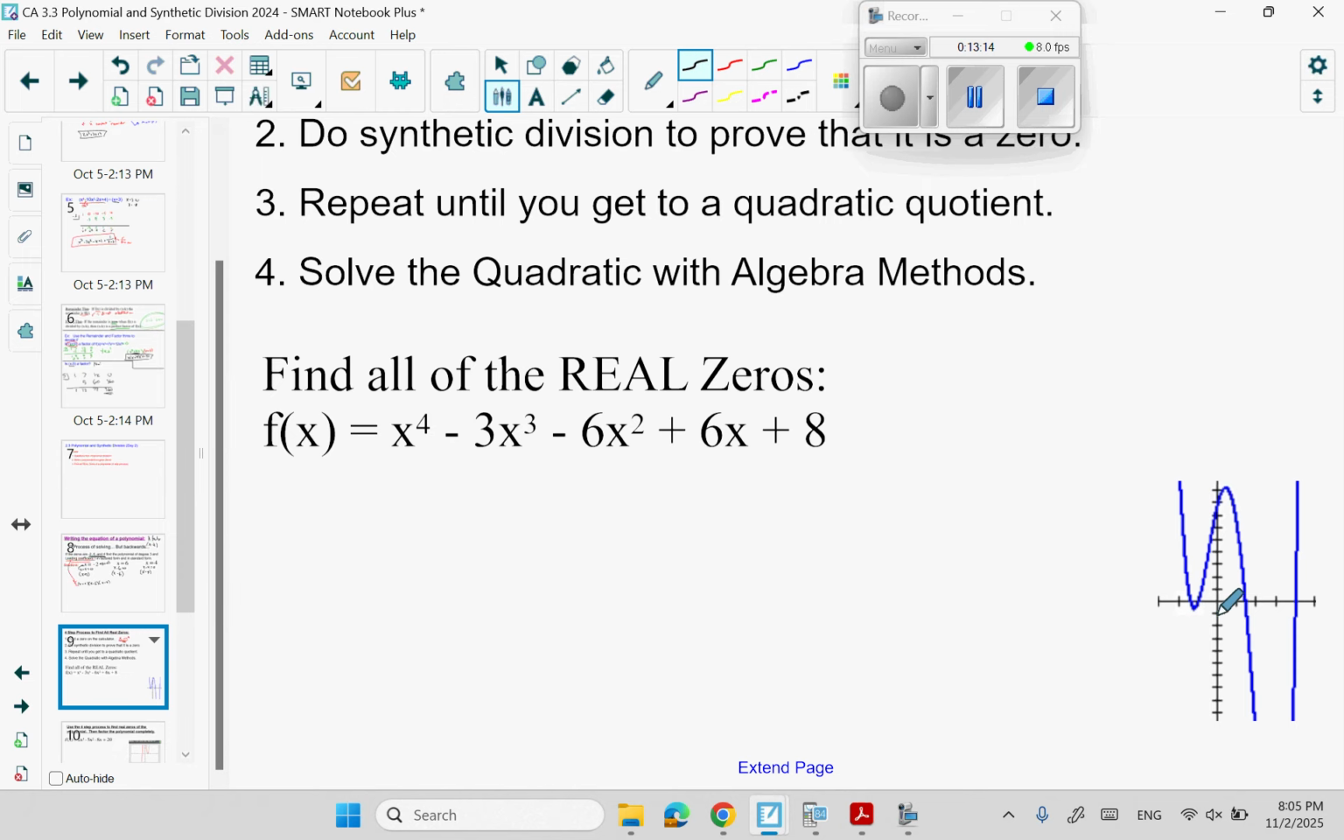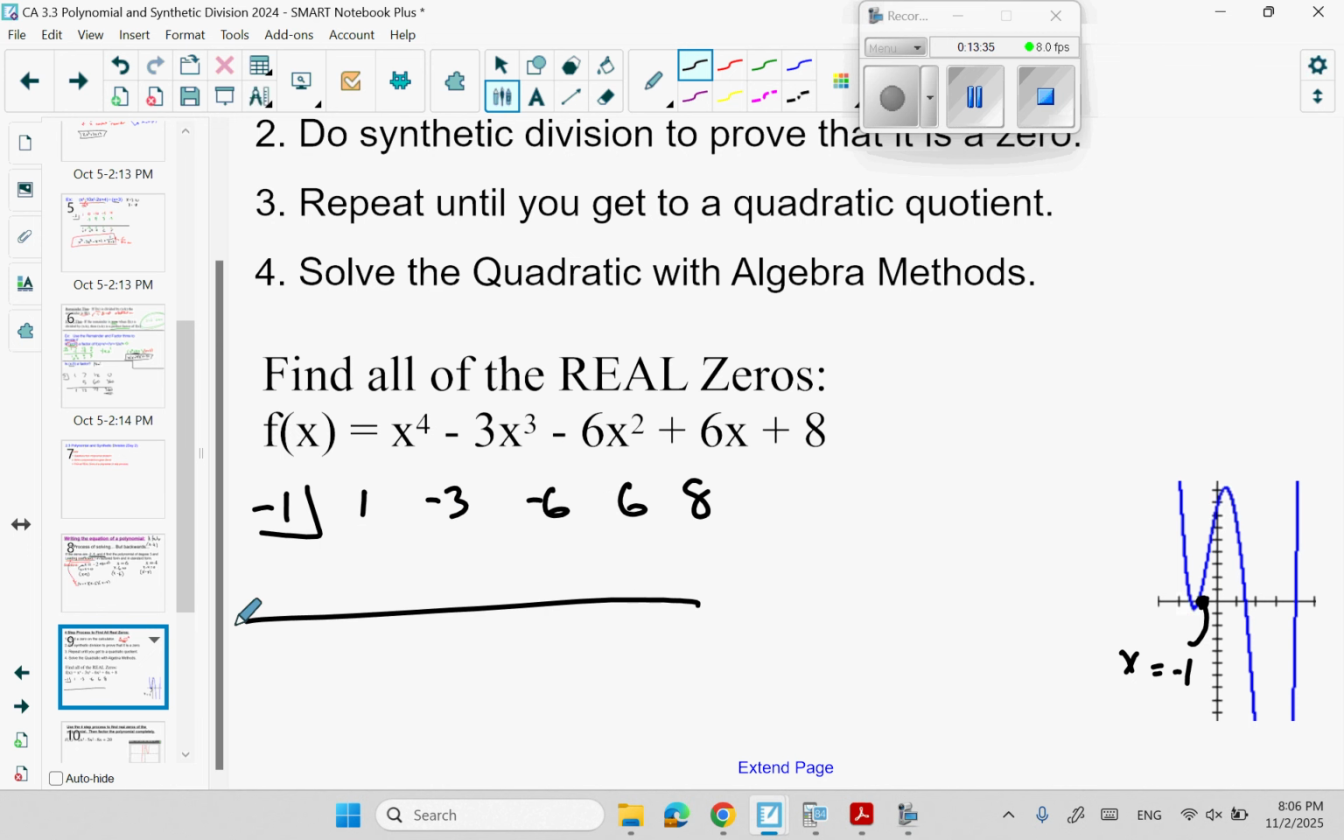Okay, so here I graphed it, and I'm looking for an x-intercept that has a nice tick mark. In this case, I'm going to use right here x equals negative 1. So negative 1 is going to go into my synthetic division box. Then I got to look at the polynomial and see if I'm skipping any levels, which I'm not. So 1, negative 3, negative 6, 6, and 8. And just synthetic divide.